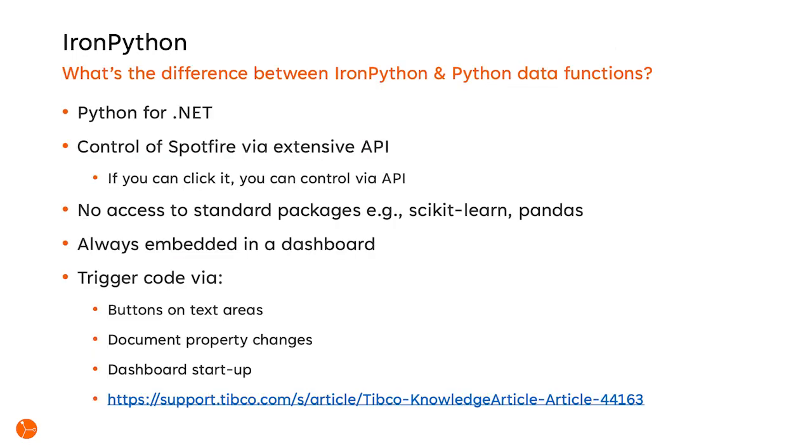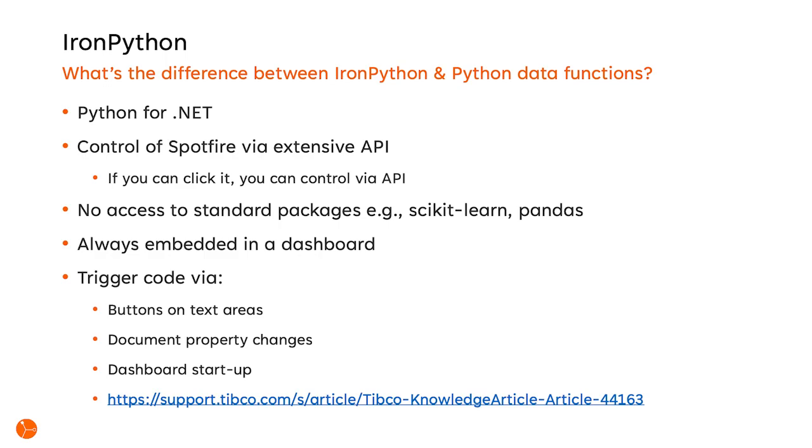So, yeah, it's a bit confusing though, this IronPython and the Python data functions. So kind of what's the difference? Well, IronPython is Python for .NET. So that's why I said this real Python when I was talking about the Python data functions. So the thing there is you don't have access to all the Python and the packages. So there's no scikit-learn or pandas, for example. But what you can think of IronPython is basically everything that you can kind of point and click in Spotfire. There is an extensive API behind it, and you can control all of that via IronPython. And so yeah, that's really powerful.